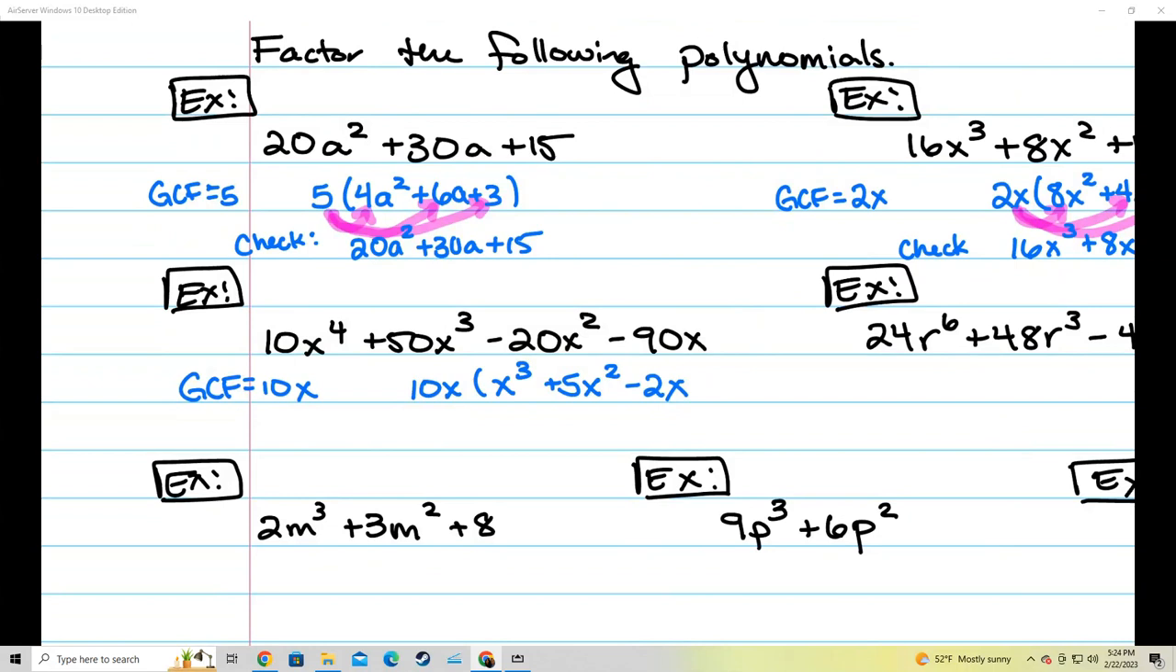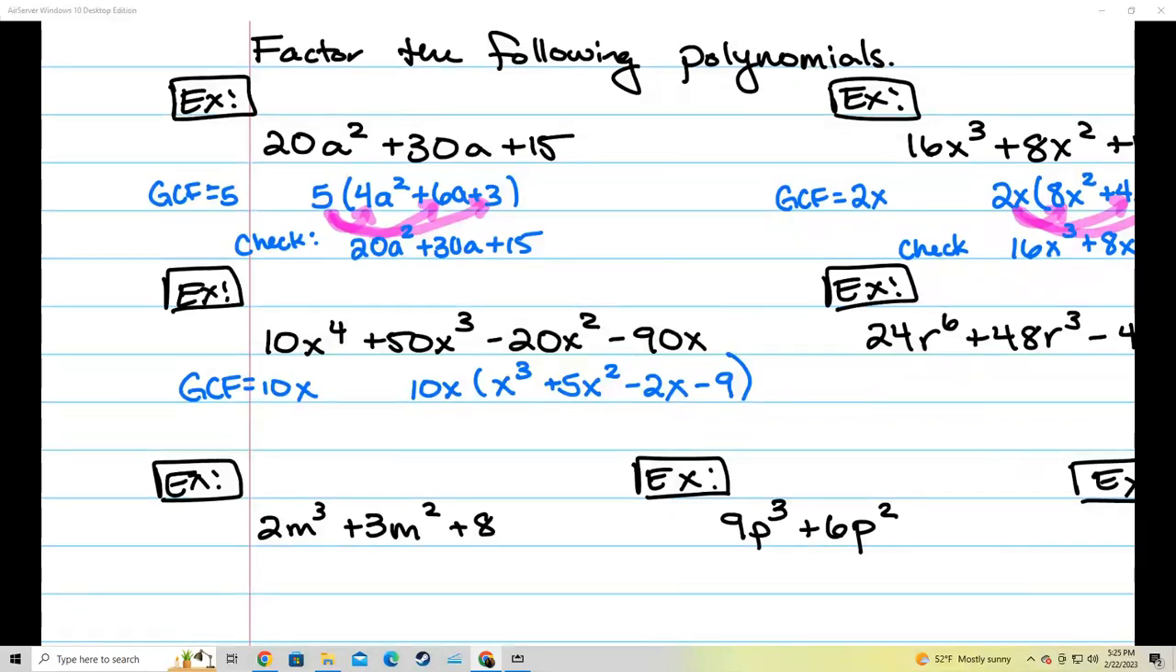And then for the last one, I'm starting with the 10, and I'm trying to get to a negative 90. 10 times what is going to give me a negative 90? That would be a negative 9. As far as the x's are concerned, I already have an x, and all I want is an x. So because I already have the x, I don't want any x's here. I'm just going to leave it as a minus 9. And that should be the factored form of the top polynomial that I have up there.